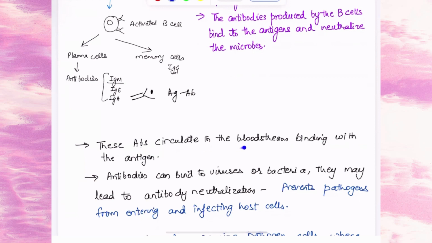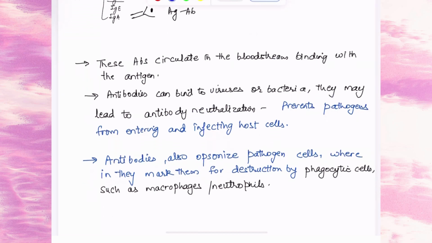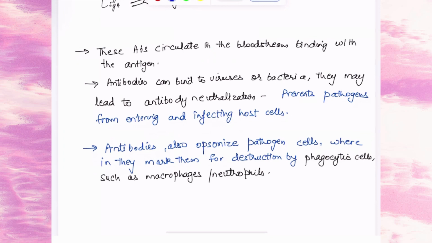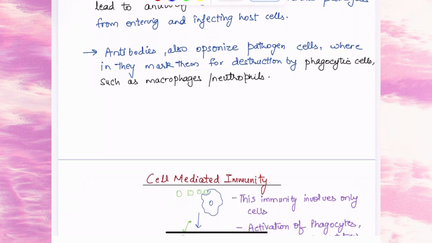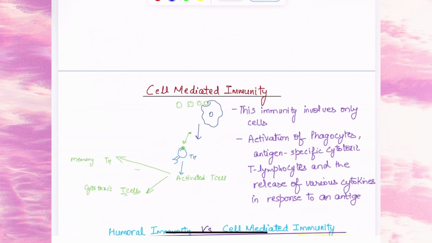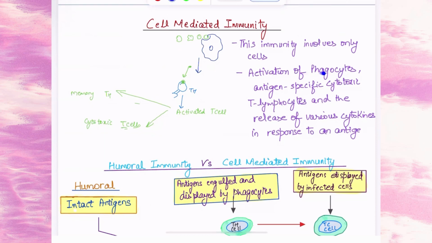These antibodies circulate in the bloodstream, binding with the antigen. Antibodies can bind to viruses or bacteria. They may lead to antibody neutralization. They prevent the pathogen from entering and infecting host cells. Antibodies also opsonize pathogen cells, wherein they mark them for destruction by phagocytic cells such as macrophages or neutrophils. Cell-mediated immunity involves cells, mostly T cells. So activation of phagocytes, antigen-specific cytotoxic T lymphocytes, and the release of various cytokines in response to an antigen is the job done by cell-mediated immunity.